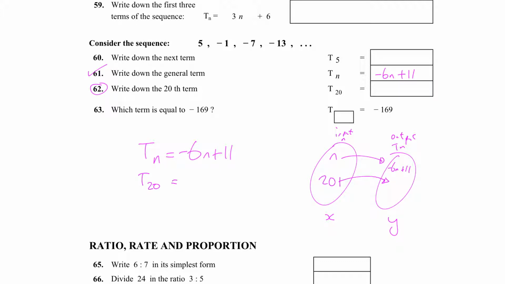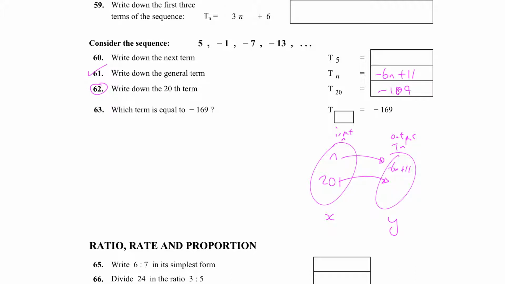So instead of n, n is now 20. Let's rewrite this same equation, but wherever we see an n, let's put a 20. So we've got minus 6 times 20 plus 11. Minus 6 times 2 is minus 12, so minus 6 times 20 is minus 120, plus 11, and that's going to give you minus 109. Okay, onwards, upwards, and we're on question 63.